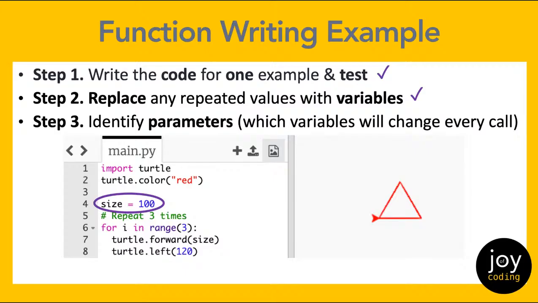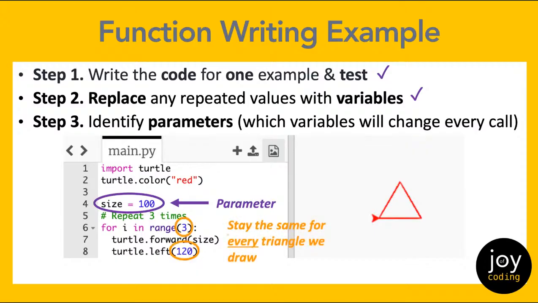In step 3, we identify parameters. So which variables do we think will change with every call? Since our goal is to create triangles of different sizes, the size variable that we've already used is likely to make a good parameter. Let's also double check the other values that are used to draw a triangle, just to double check our work. Should any of them change? Well, a triangle always has 3 sides by definition. So range 3, probably going to stay the same for every triangle we draw.